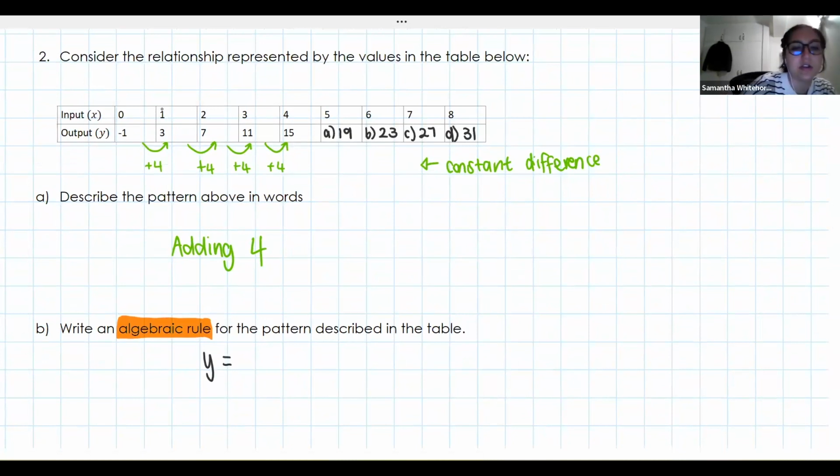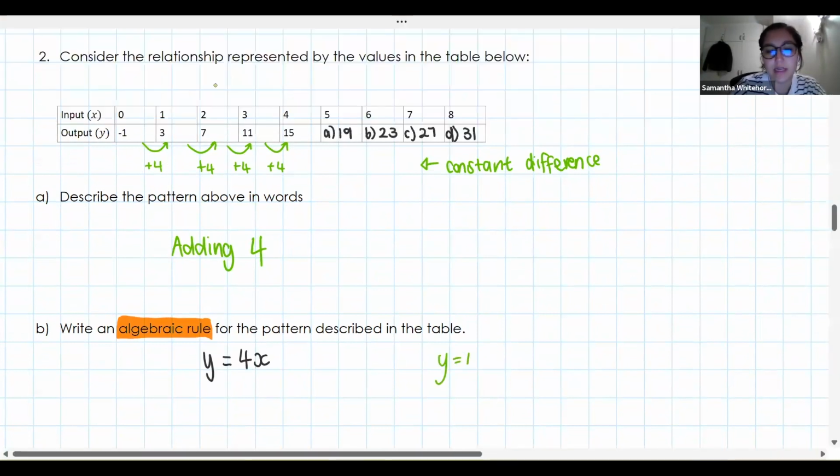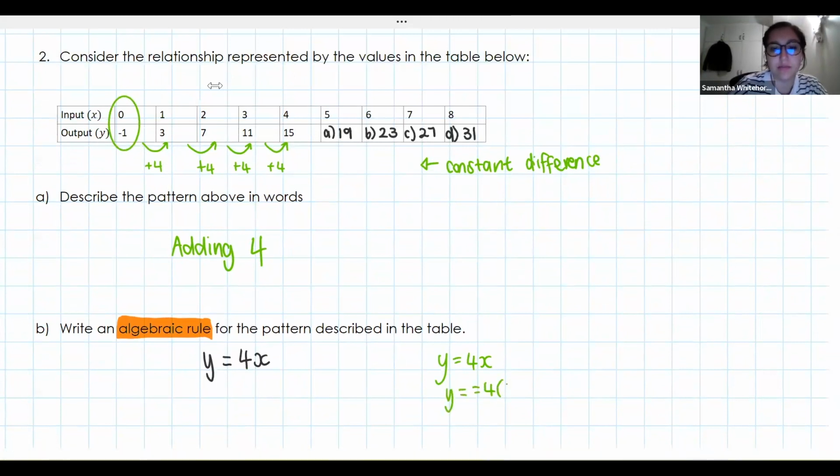Very nice, grade 8s, good. So we know that we definitely have to start with 4x because that was my constant difference. I do a quick check for myself. If I take y equals 4x and I substitute in my first input, that would be y equals 4 times 0. And we know 4 times 0 is 0. I don't want 0. I want -1. So I have to subtract 1. And so that tells me that my rule needs to be 4x minus 1.